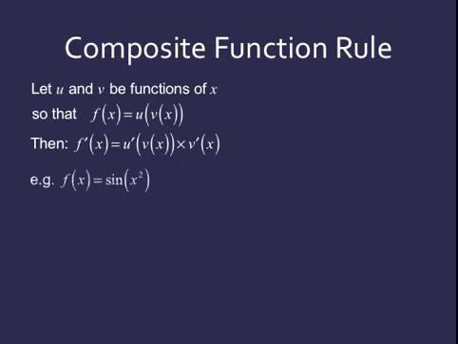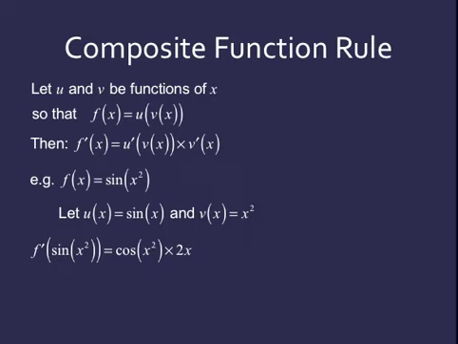Let f of x equal sine of x squared. Here we have our composite function. x squared is an inner function and sine of whatever that result is is our outer function. So we let u of x equal sine x and v of x equal x squared. Then, applying the rule, we end up with f dash of x is equal to cosine of x squared multiplied by 2x, which gives us the result 2x multiplied by cos x squared.